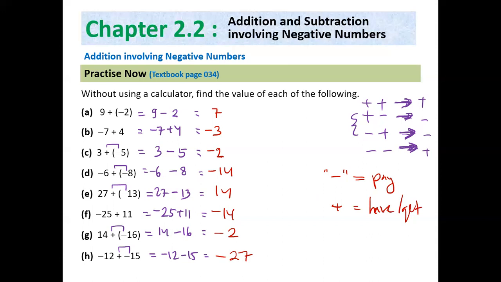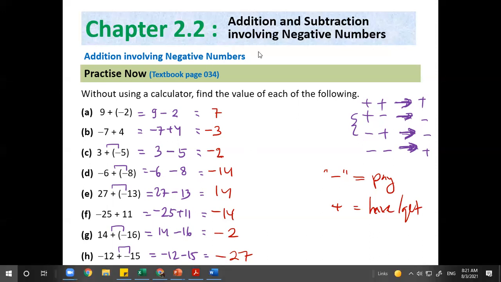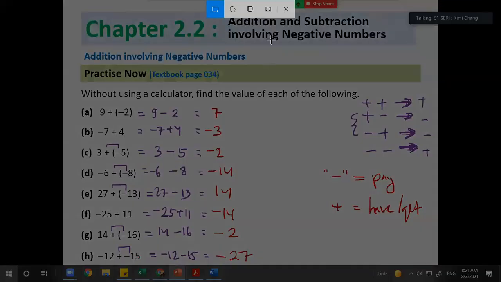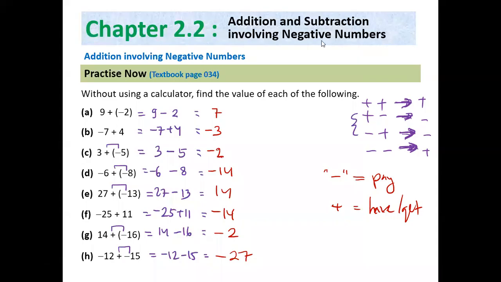Kurang 2 gitu ya mikirnya ya. Or just find the difference between that two numbers. Okay. Yes, Kimi? I don't understand the right part. But like positive plus positive equals positive. Oh, this is the rules. The rules for the operations.